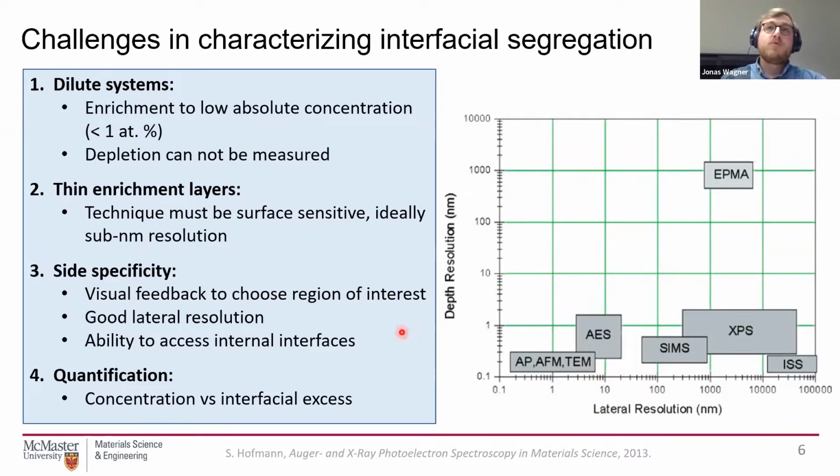Also, it would be nice to have access not only to the external surface, but also to internal interfaces. Then finally, something to think about more on the philosophical side is how do we quantify enrichment? Because concentration, usually atomic concentration, we could express as numbers of atoms per certain volume. But if you really have one atomic layer, how do you express concentration? So you could express it as a fraction of a monolayer coverage, or an interfacial excess, also with pros and cons, and that is something to consider.